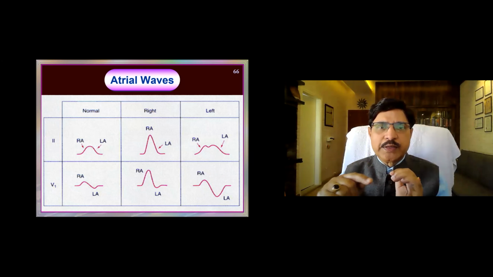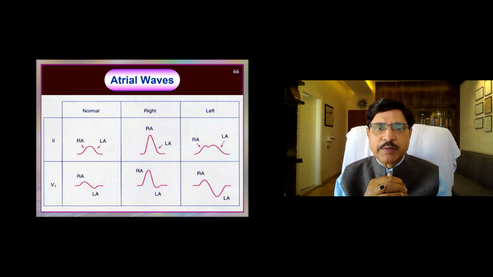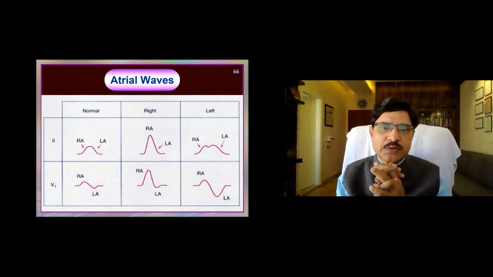You will have two peaks. The first peak is the right atrium and the second peak is the left atrium, and the left one is more prominent because of left atrial hypertrophy. A common cause of left atrial hypertrophy is mitral stenosis.